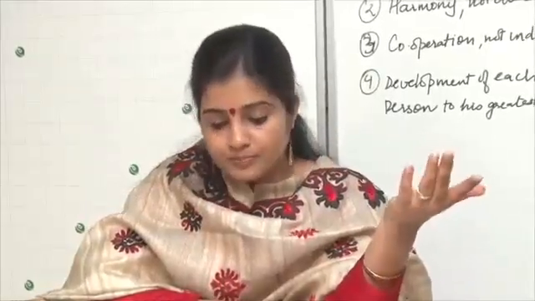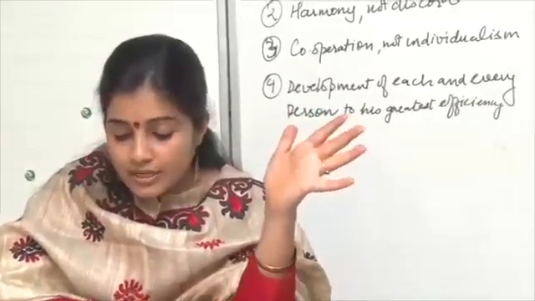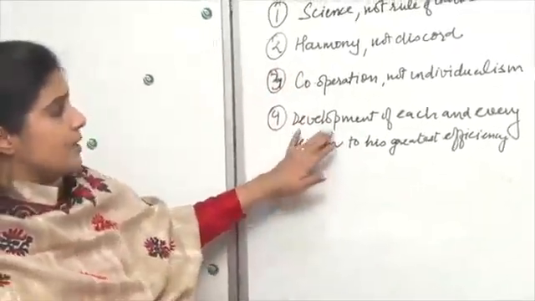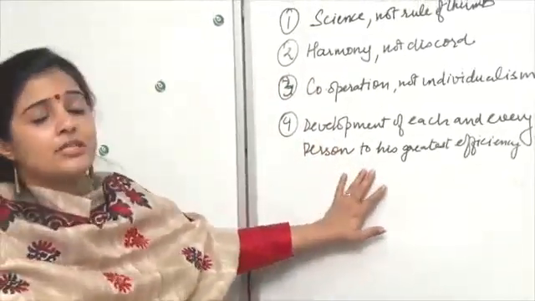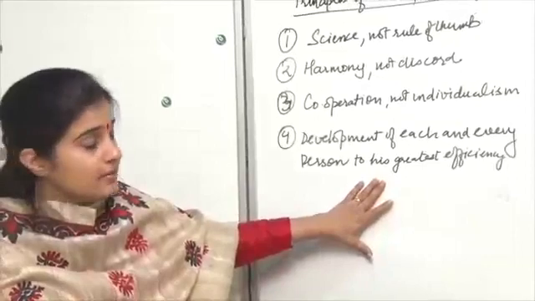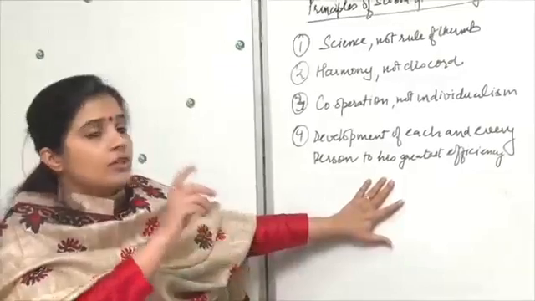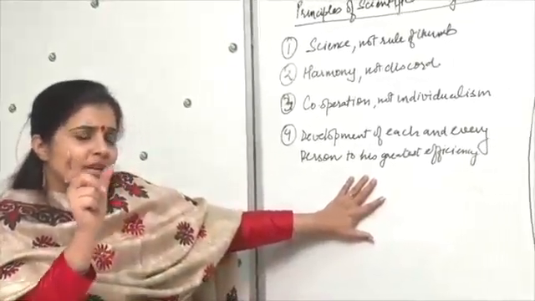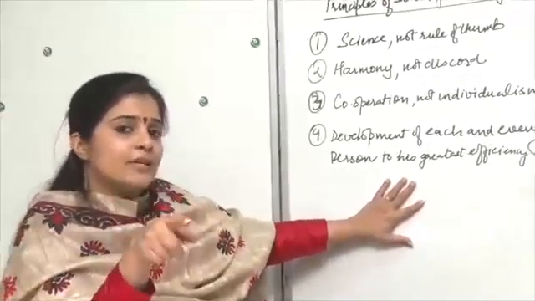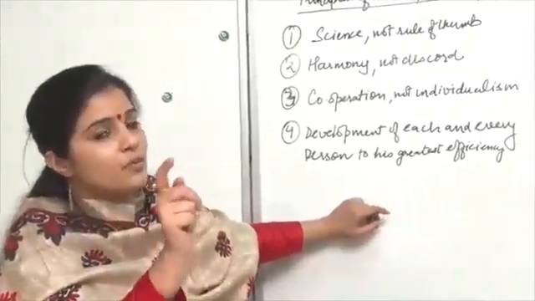It's very important. Last principle, that is development of each and every person to his or her greatest efficiency. For this, Taylor says that every person should be scientifically selected. What does he mean by this? After you have scientifically analyzed each and every element of the job and found out the standard procedure for doing the job, keeping that in mind, you should select just the right person who will be able to perform that job in the best possible manner.